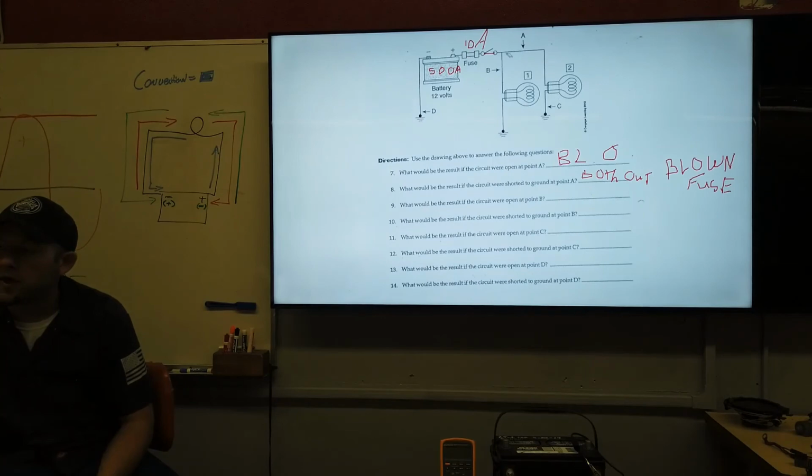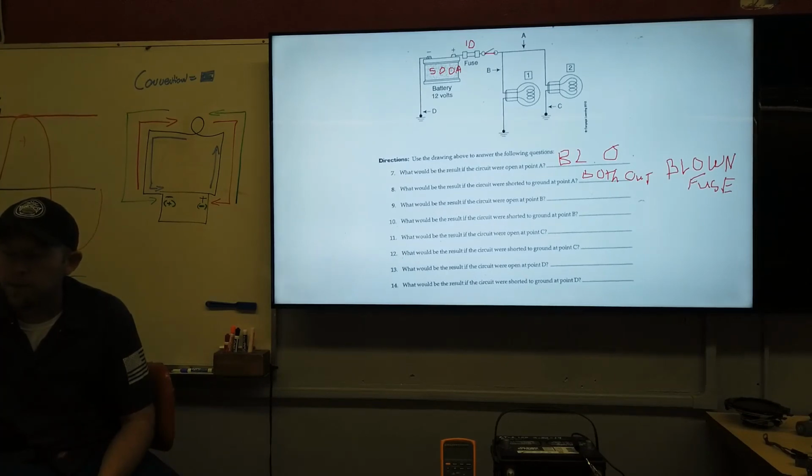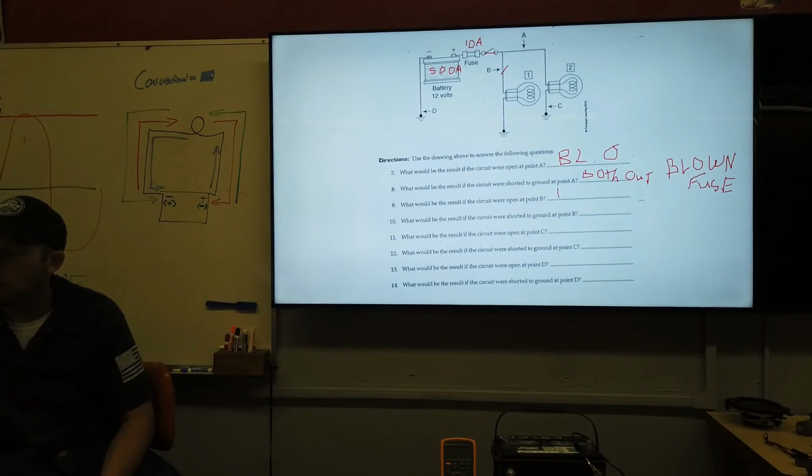Then what would be the result if we had a circuit that were open at B? So if we had a circuit open at B, if we had an open circuit here, so if we got a break in the circuit there, I'll redraw my little amps guy. Because these are independent and there's 12 volts still available to this one, it still has power and ground, bulb 2 works, bulb 1 would be out. So bulb 1 is out.